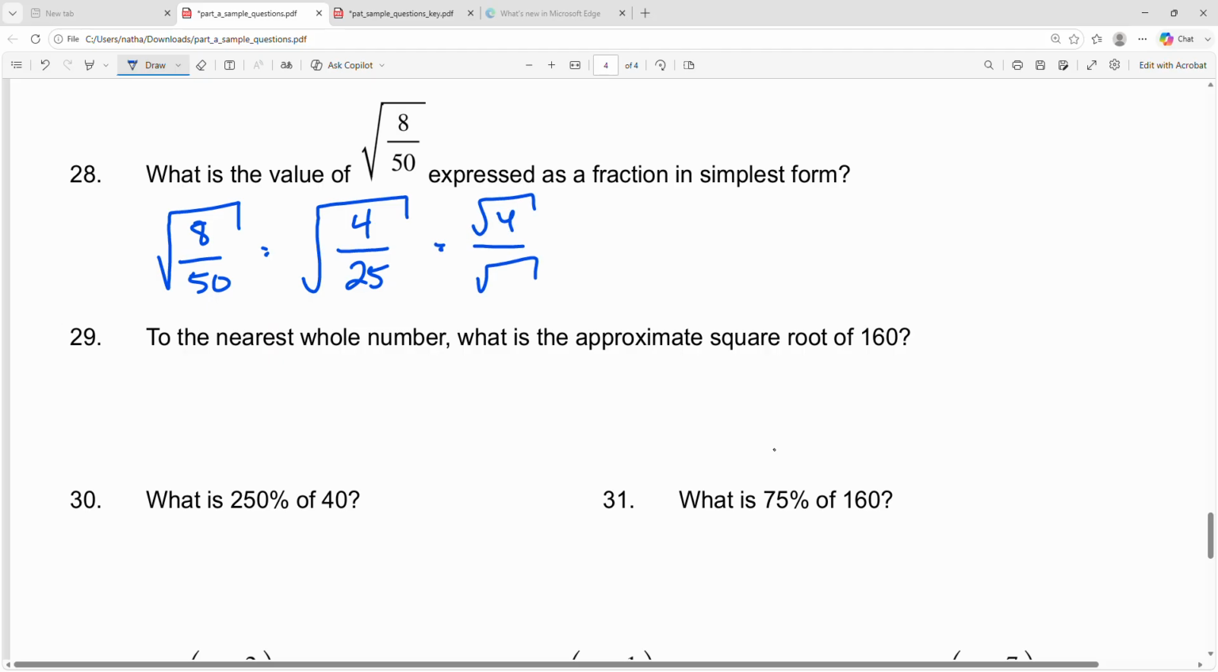We can take the square root of the top and the bottom, and we get 2 on the top, 5 on the bottom. Simplest form, already done, no more simplifying needed. Next.